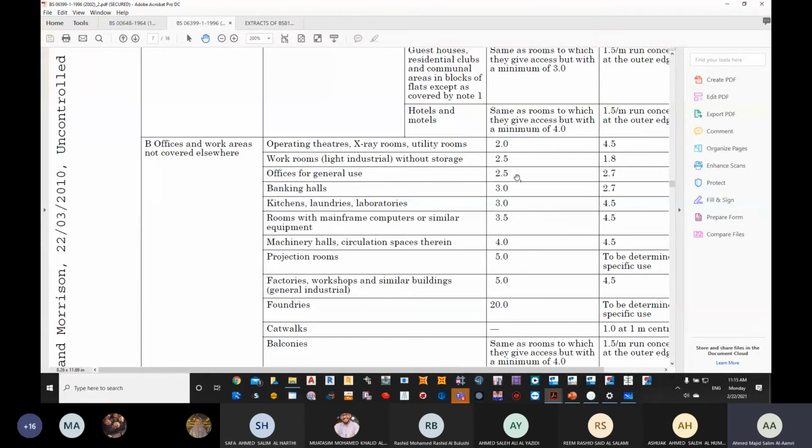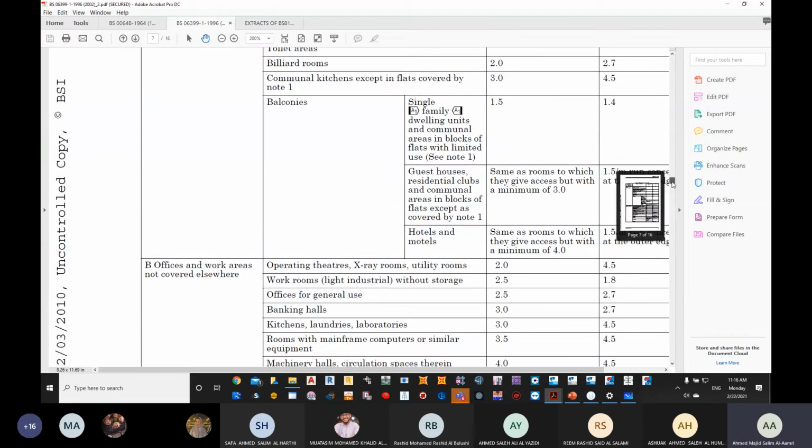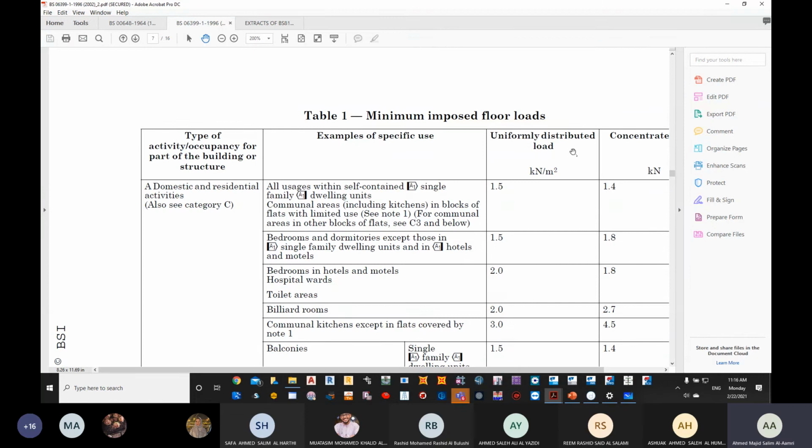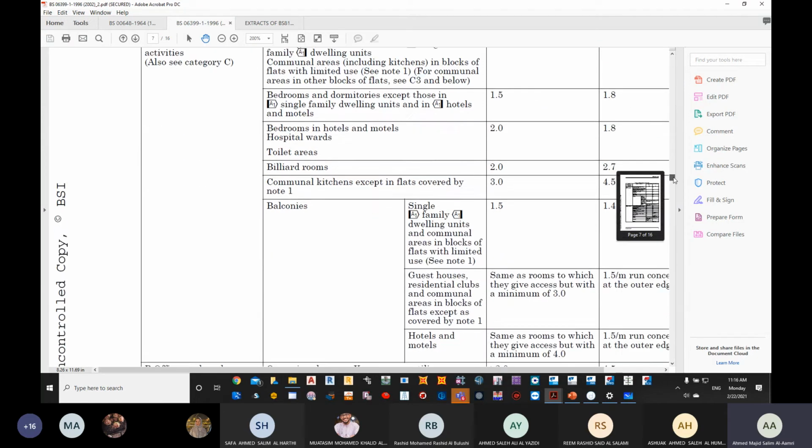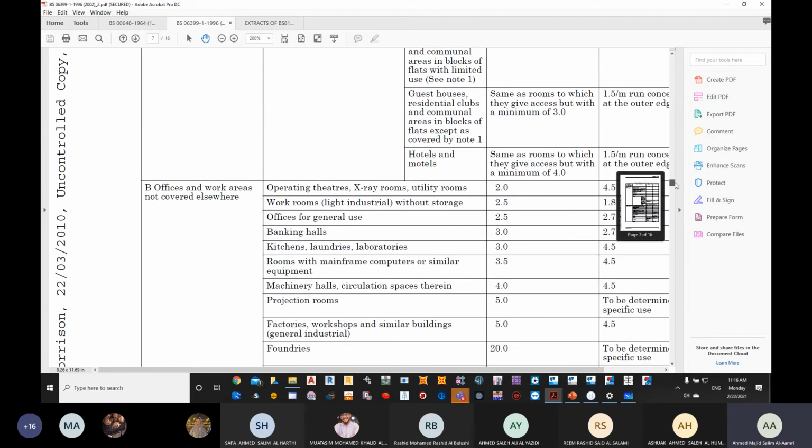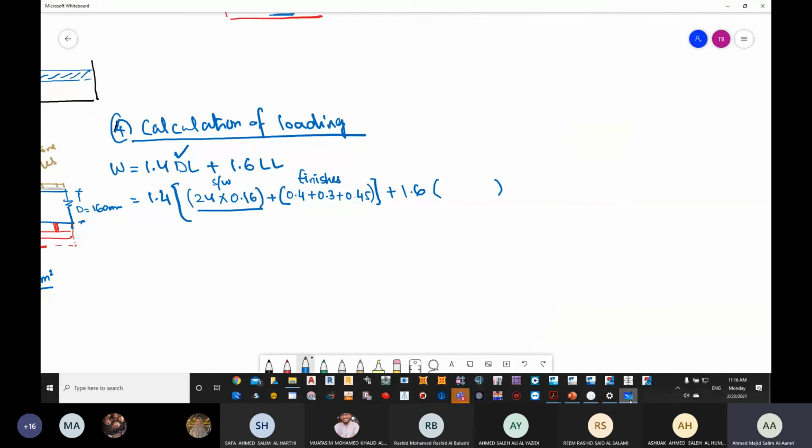This is the loading in kilonewton per meter square, and this is in case of concentrated load. We are not using concentrated loads, we are using distributed loads. So the distributed load is 2.5 kilonewton per meter square. You can see from here that this is uniformly distributed and this is concentrated. So our problem represents offices, 2.5 kilonewton per meter square. So we return back here. We will multiply 1.6 into 2.5. Now, can you calculate for me this W and give it to me?